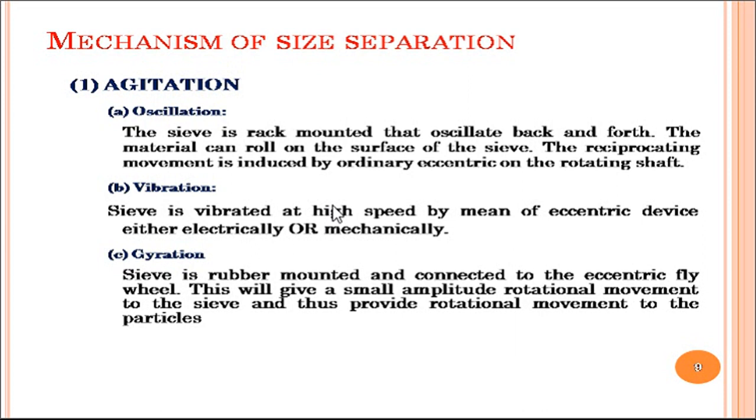Third one is gyration. A rubber mount connected to an eccentric flywheel is generally used. Gyration is nothing but a kind of impaction given to the machine, and through that impaction we pass the particles through the appropriate number of sieve, and that's why we get size separation.